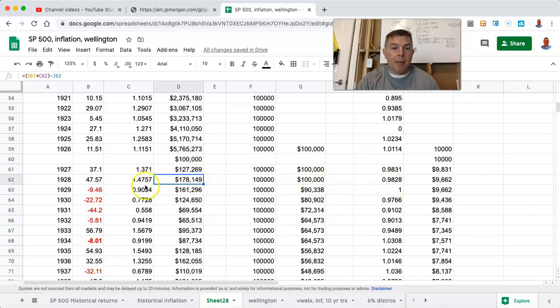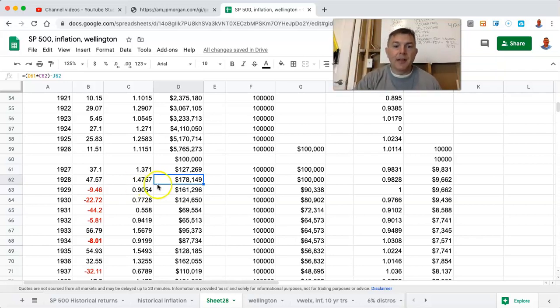All right, now we're going back. We got 4 straight years. In fact, 5 of the next 6 years, we got hammered. This is the worst markets we've ever seen. Down 9.5, 22, 44, 5, 6, up 56 and down 8, up 32, down 32.